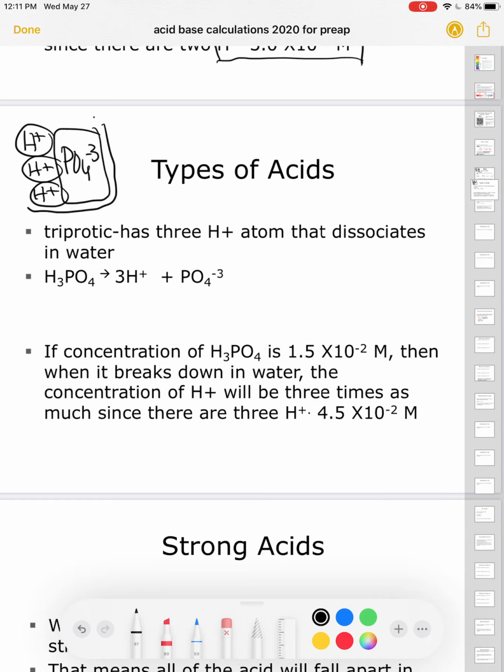Okay, so when this is all together and you say this is 1.5 times 10 to the negative 2 molar, we'll say that. Well, when it breaks apart in water, you're going to have 3 times that amount. 3 times 1.5 times 10 to the negative 2 molar. Okay, so it's going to be 4.5 times 10 to the negative 2 molar.